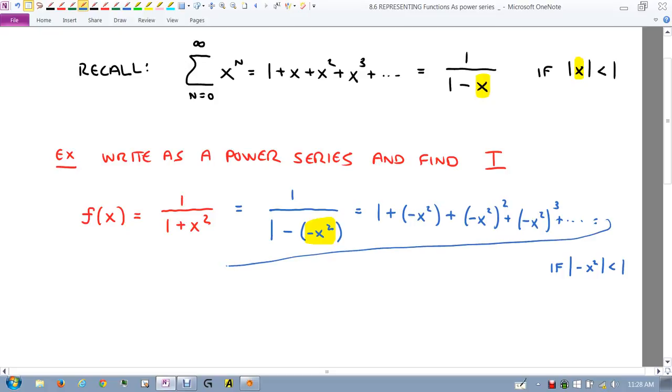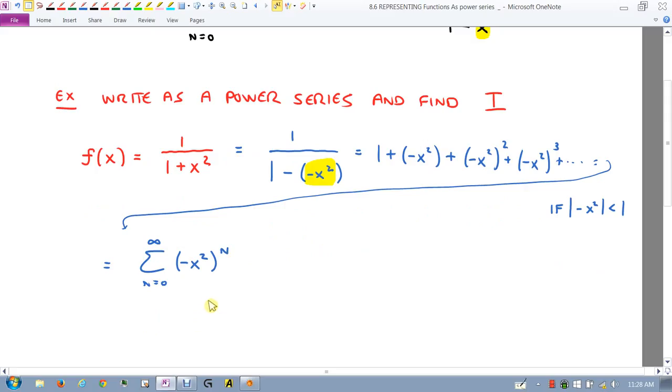Equals sum, n equals 0 to infinity of, just replace x with negative x squared, right? Negative x squared to the n. Yes? Which is also equal to negative 1 to the n times x squared to the n. Do you agree with that?